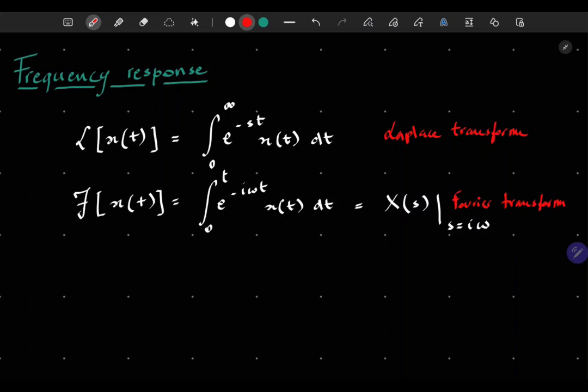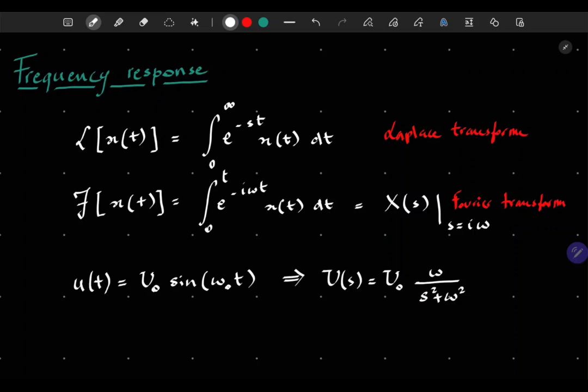Let us consider the case where a linear system has as input a sinusoidal signal. As we have seen, the Laplace transform of such a signal is given by the amplitude u times omega over s squared plus omega squared. And we can compute the Laplace transform of the output of the system by multiplying the transfer function P of s times the Laplace transform of the input.